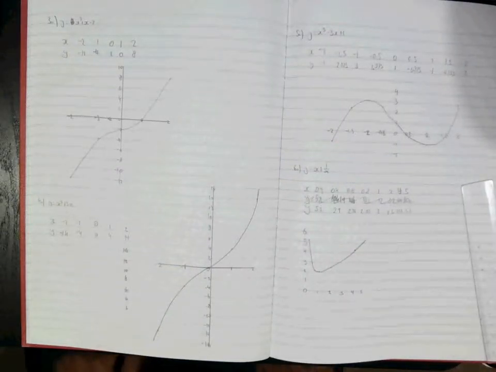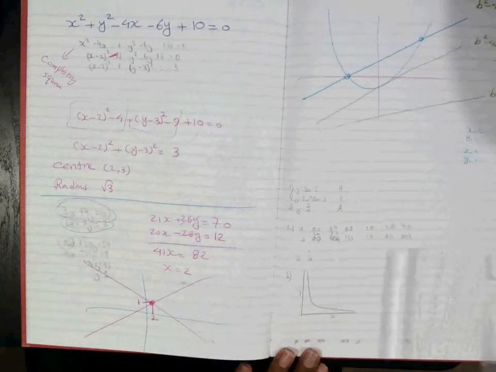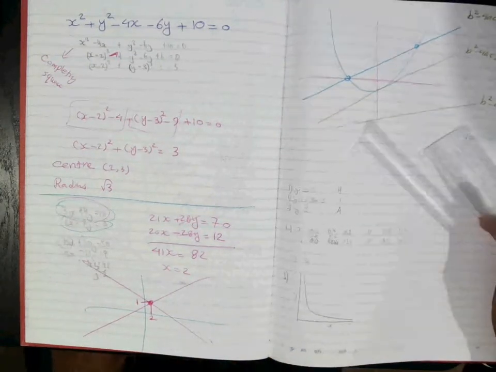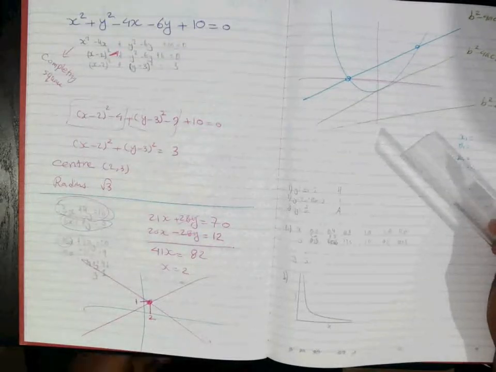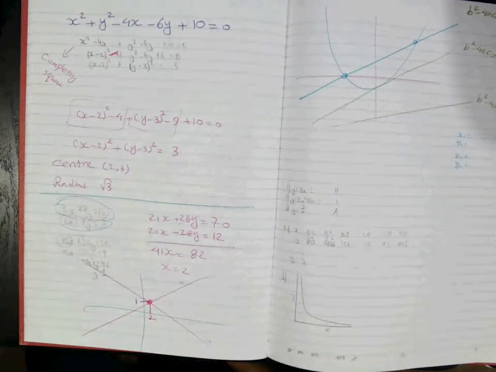So the first question is to write down the letter of the graph in front of each one. Is that right? So question one, for 1i, which one did you choose? H. Why didn't you choose this one? Because that's negative. Negative gradient.